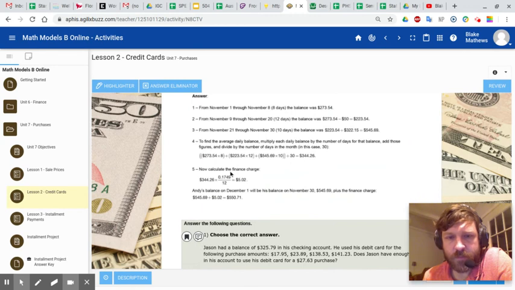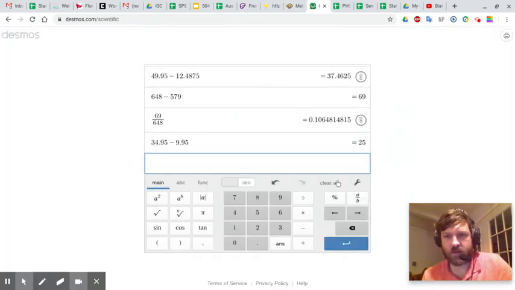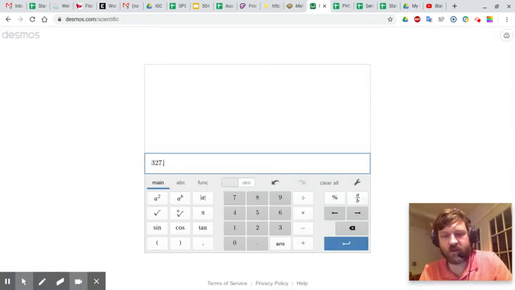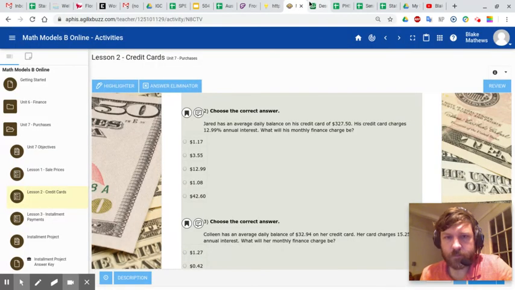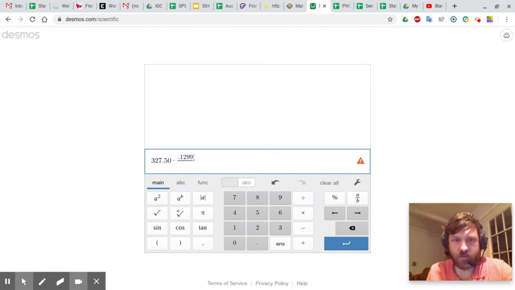So what you're going to do is there's two big ideas. First of all, you're going to multiply the balance times this interest rate divided by 12 because it's monthly. Okay, so let me just show you what that looks like. I'm going to clear this out, clear all. Okay, 327.50 times, and then we're going to do the interest rate. Notice I changed it to 0.1299 divided by 12.